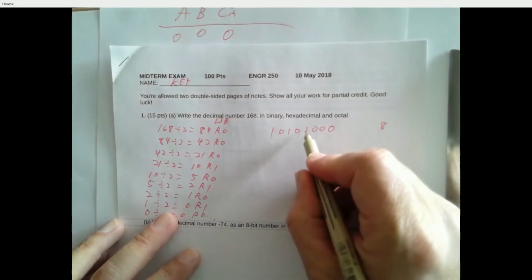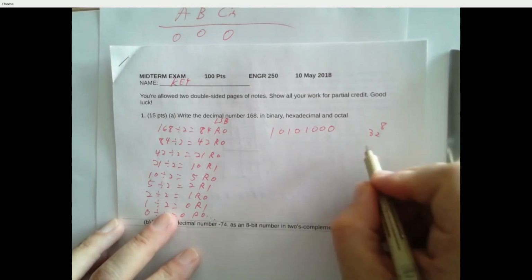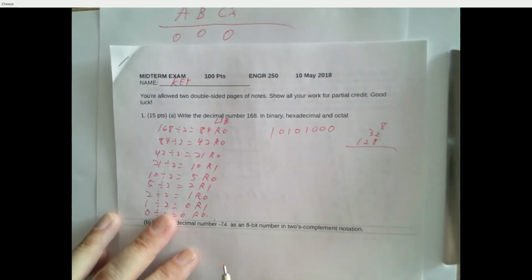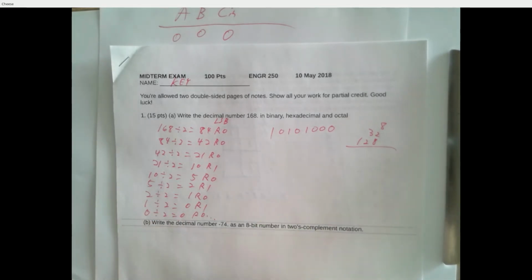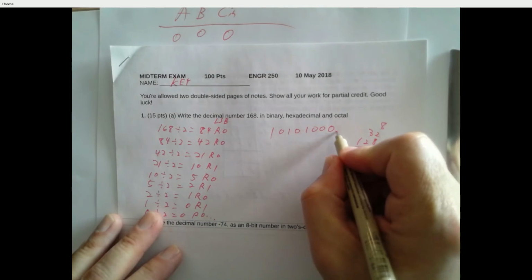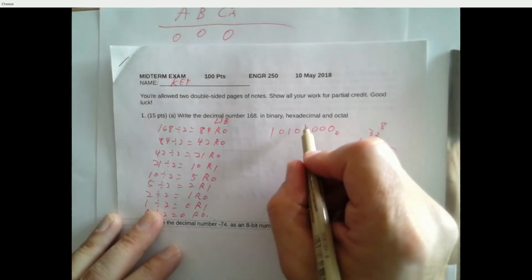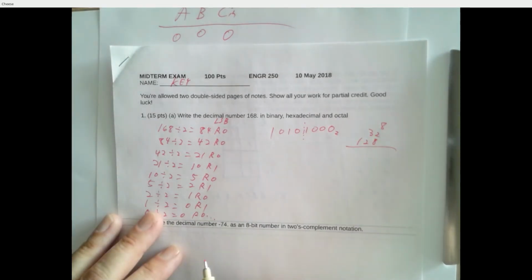And then sanity check. So this is 8, this is 32, this is 128, 128 plus 40, 168. So you can always check your answers on these kinds of questions and make sure you got the right answer. So that's in binary. So hex, we split it in half. So what's this look like in hex?